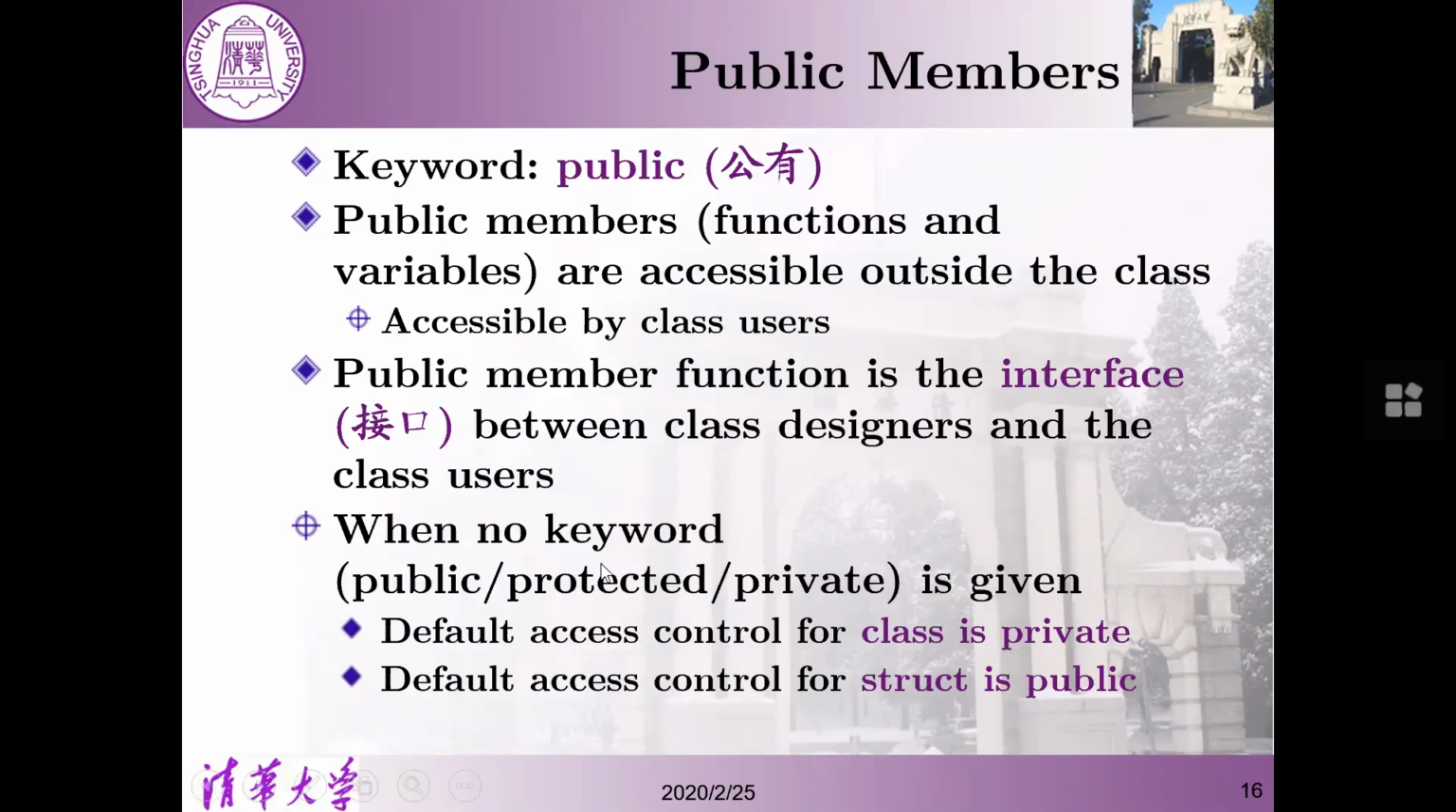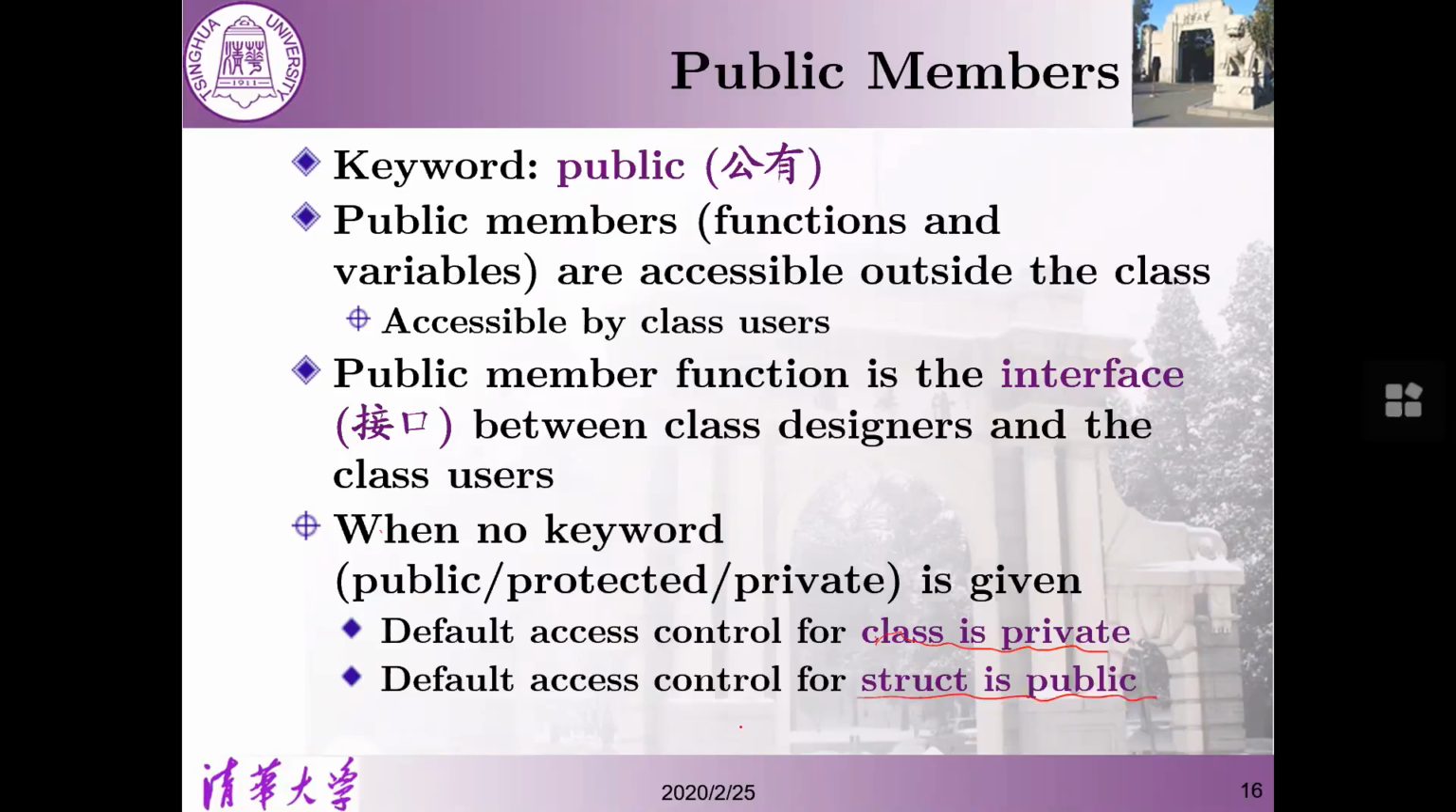Okay, then here is some grammar. By default, if you define a class, the access control is private because in class, we want more safety, right? But by default, access control for struct is public. So I assume most of you know this struct.